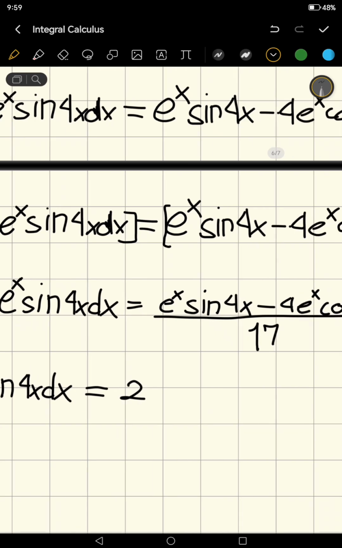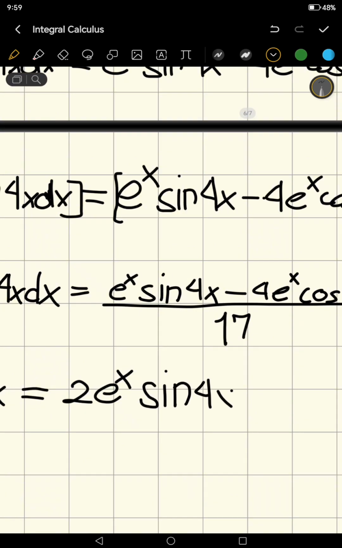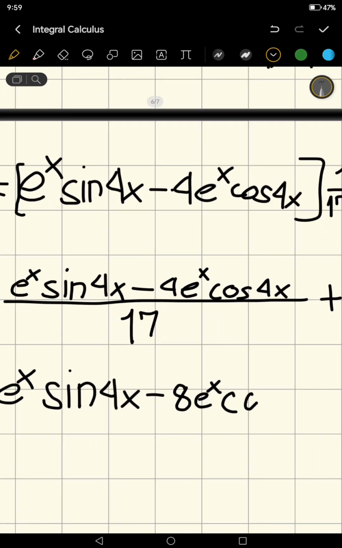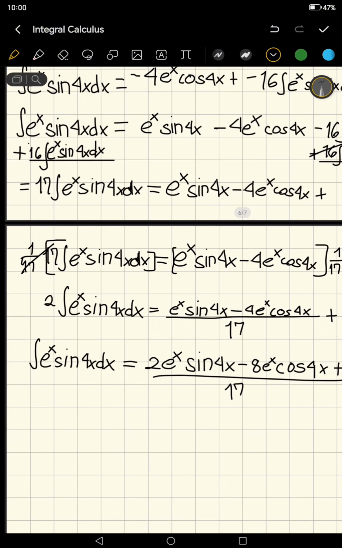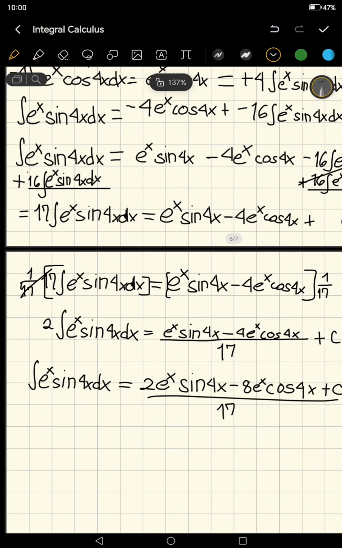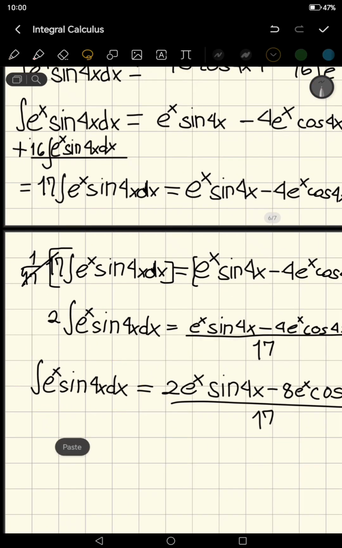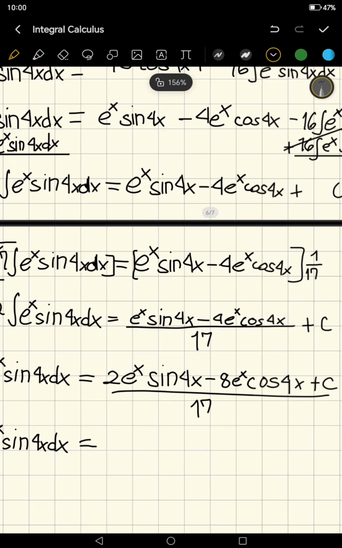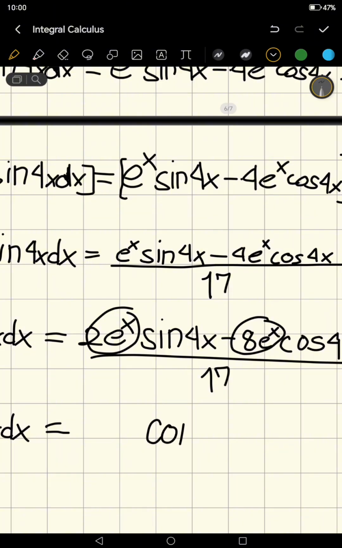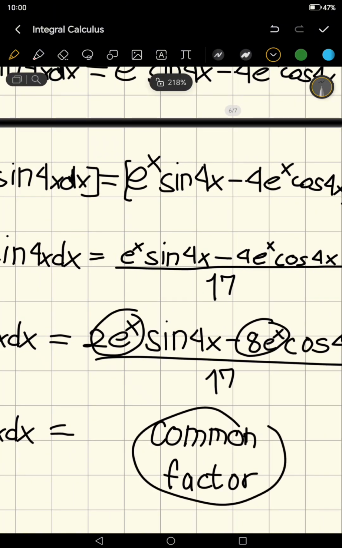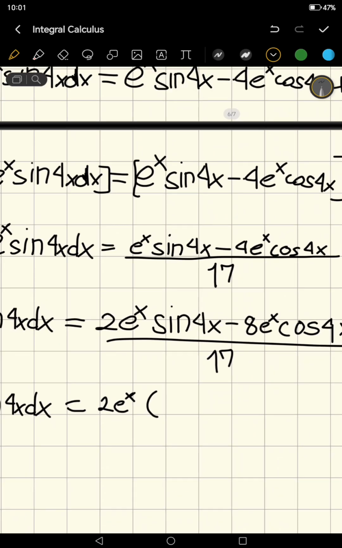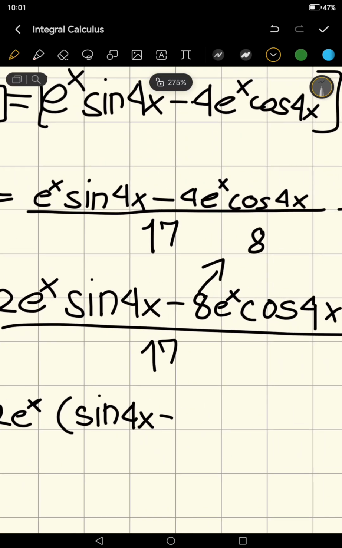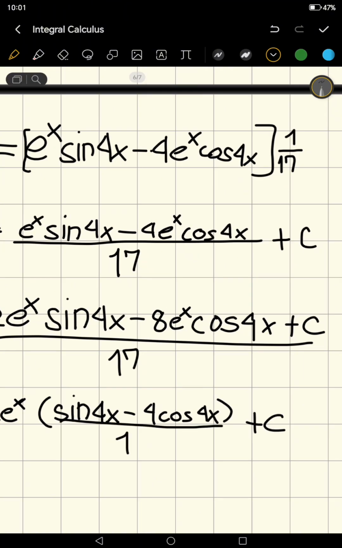This will become 2e raised to x sine 4x, 2 times negative 4 is equal to negative 8 of e raised to x times cosine 4x all over 17, plus the constant c. Of course, this is not the final answer yet. Copy lang muna natin. And as you can see, meron tayong common factor, which is the exponential. Mag-factor out ulit tayo dyan for us to simplify our answer. So this will become 2 of e raised to x times the quantity sine 4x minus 4 cosine 4x all over 17, plus the constant c, and that is the final answer.